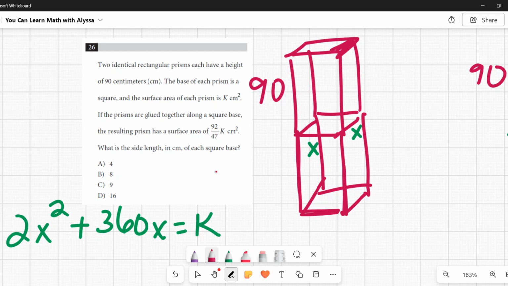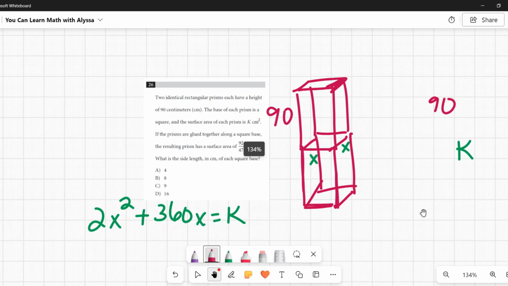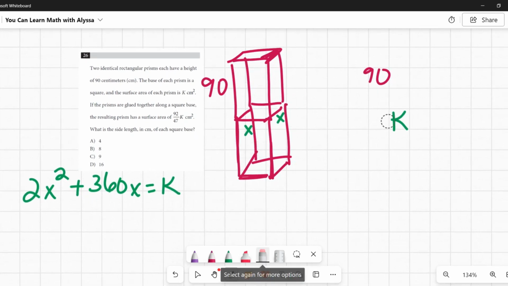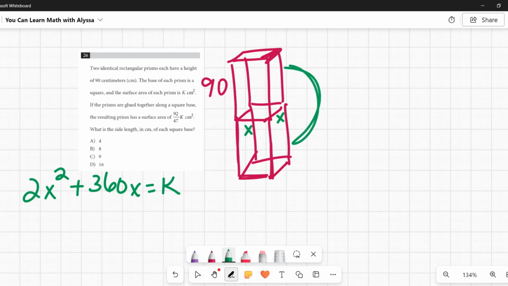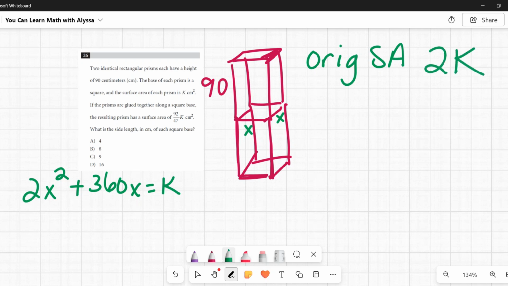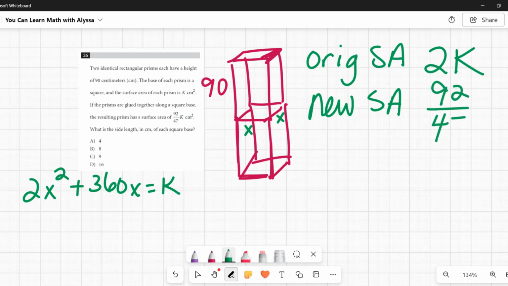k centimeters squared. Okay, now here's something else we're going to look at and think about here. When these two were separate, what was their total surface area? They each had a surface area of k. So together, the original surface area was k plus k, or 2k, when you added them together. Now they're glued together, and what has happened? So the new surface area is 92 4/47 k.